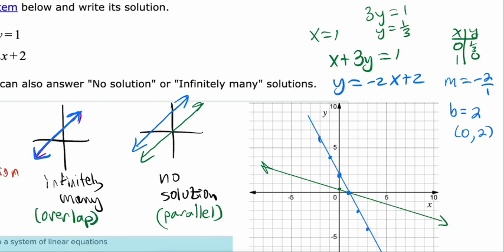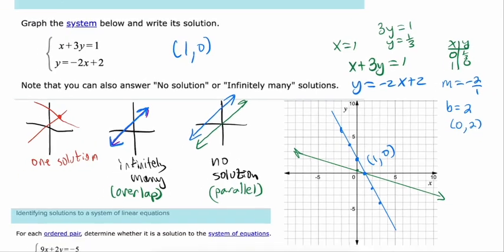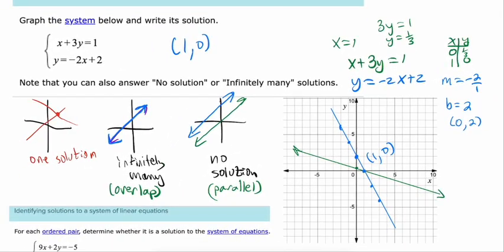Okay. And if you were doing this, say, on a quiz or a test, if you had to solve it by graphing, you should label the point of intersection. So that is the point 1, 0. So the answer is 1, 0. So the point of intersection is 1, 0. So that's what they're looking for in that problem.